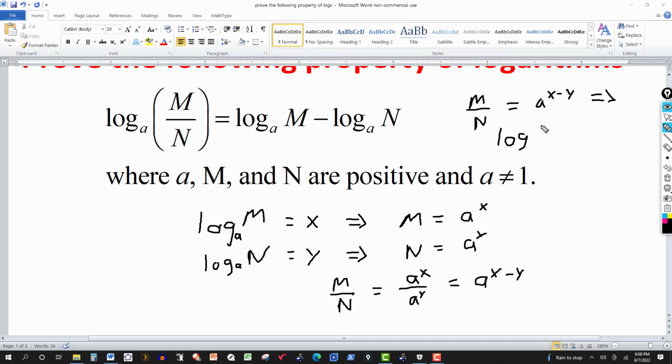The log of m over n to base a should equal the exponent of that base a, which is x minus y.